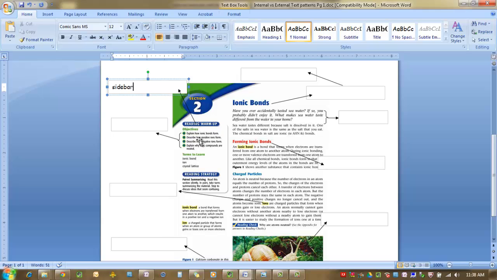So you see the word objectives, and here it's going to tell you what you're going to learn, some terms that you might want to know, and then a reading strategy. And down here you have some vocabulary. So this is all related to the main article about ionic bonds, and it's called a sidebar.